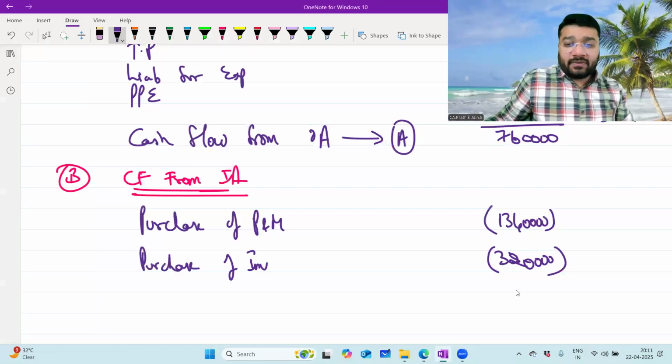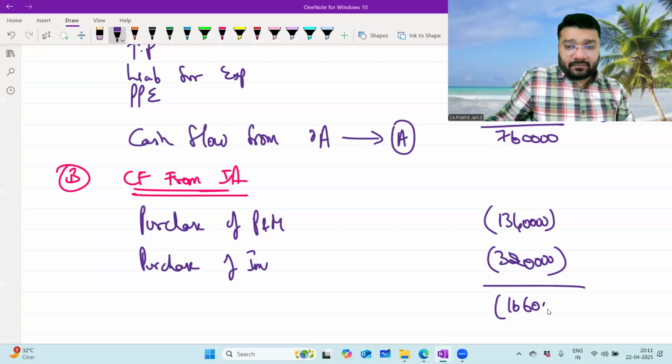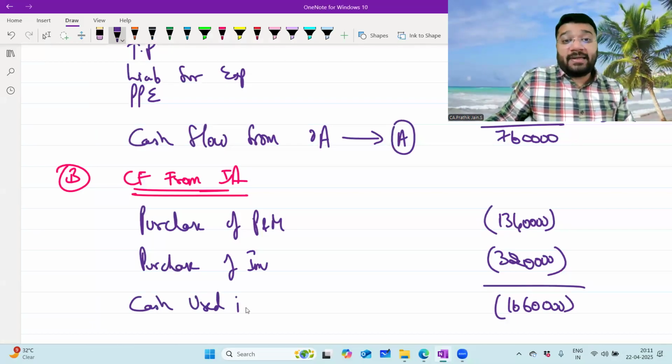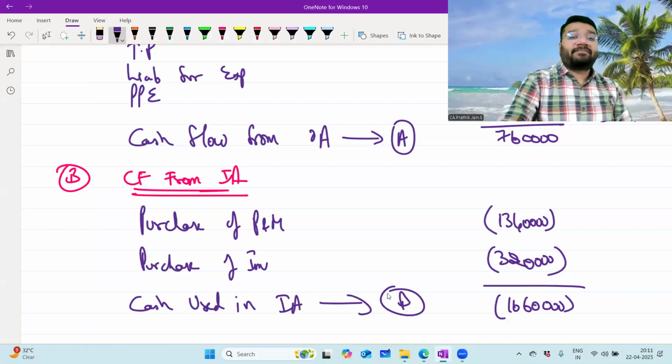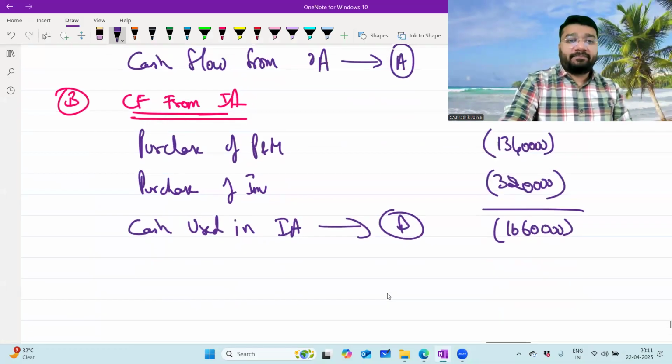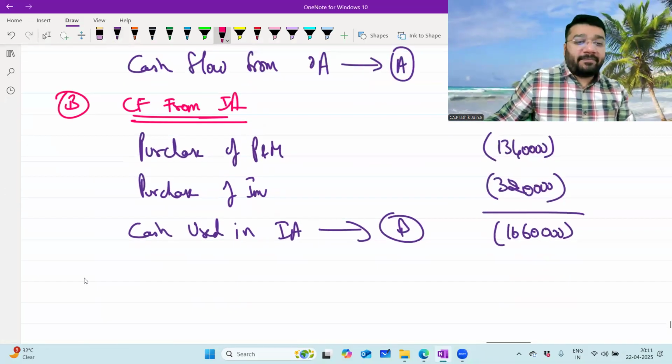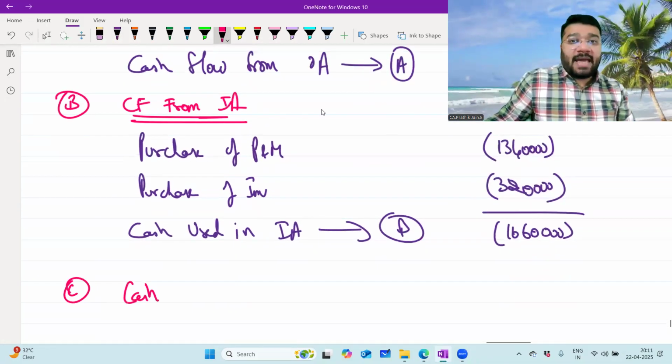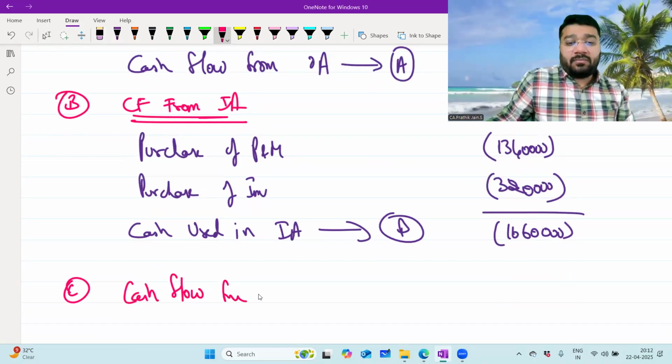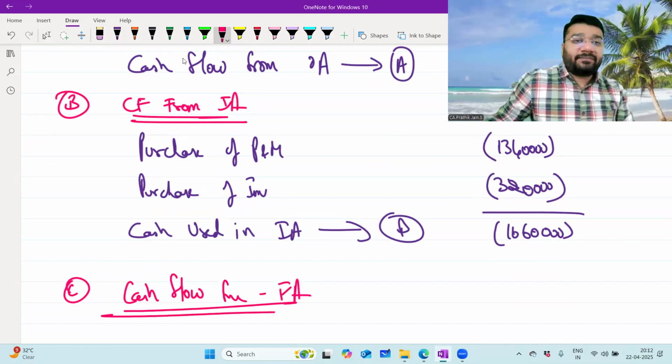16 lakh cash used in investing activity. B. Okay. C. Cash flow from financing activity.